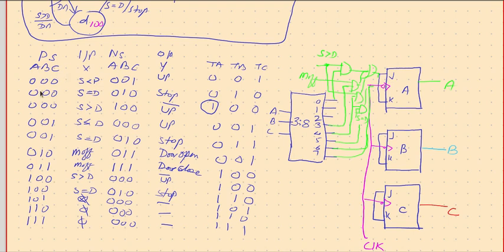So to get TA equal to 1, what is required? We have to be in state 0 0 0. ABC 0 0 0 means this will be high, others will be low. And then what should be the input? Input should be yes greater than d. So if this output is high, and if yes greater than d is high, then ANDed, this output will be high.